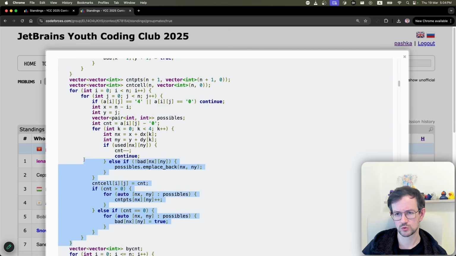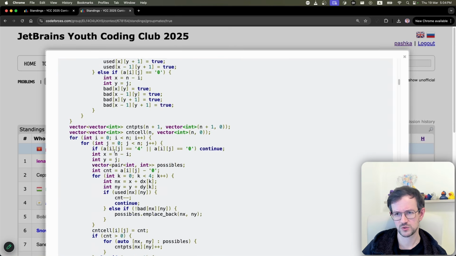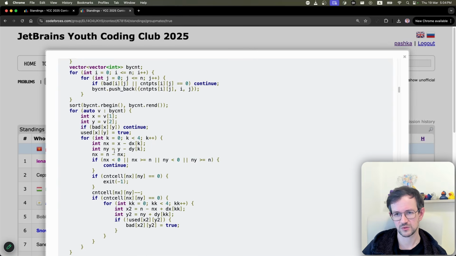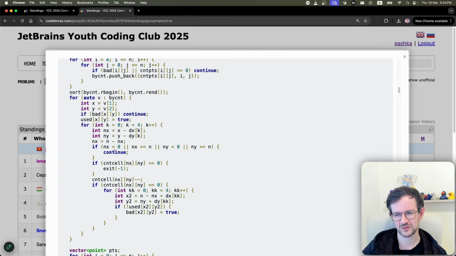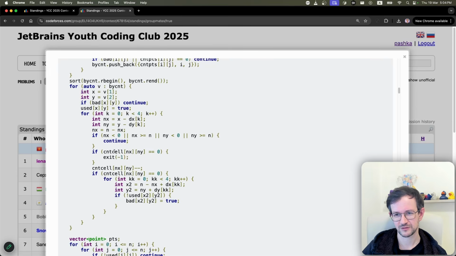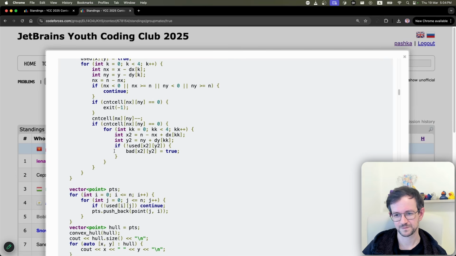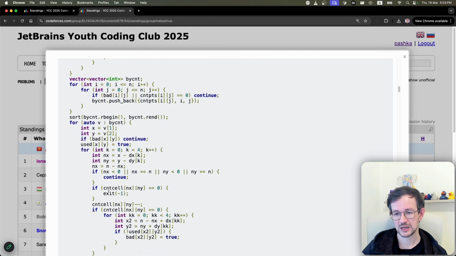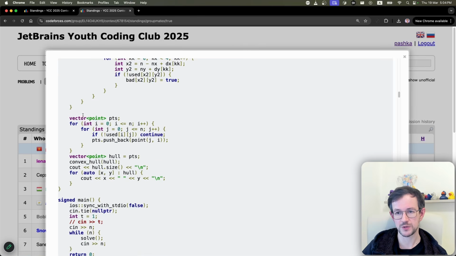A little bit too difficult. It should be easier. Okay, you're kind of doing the same. Too complicated. This part is too complicated. You can simplify this part. But then you build all these points and build a convex hull.